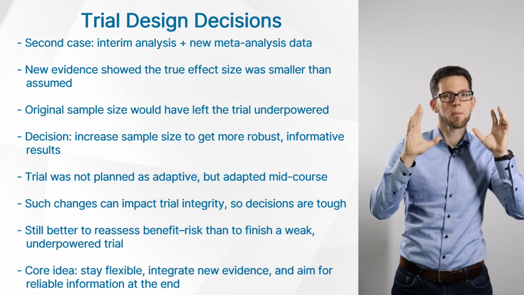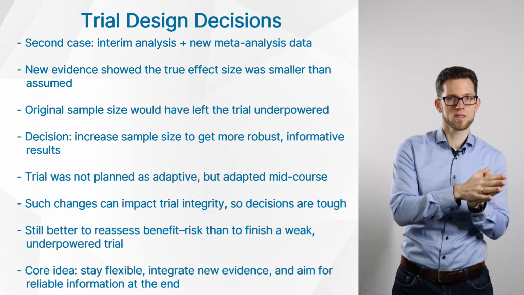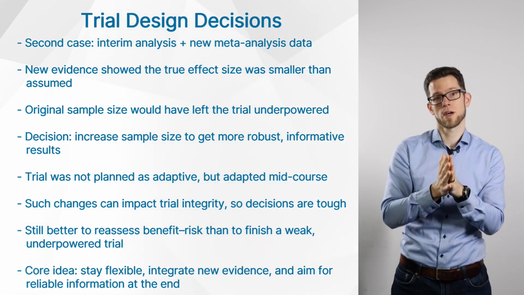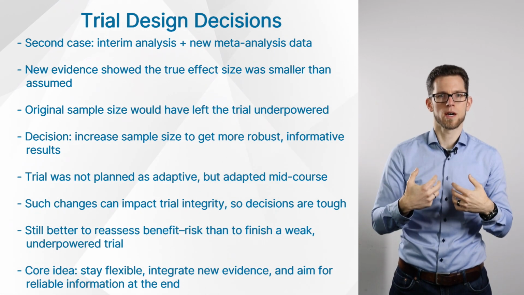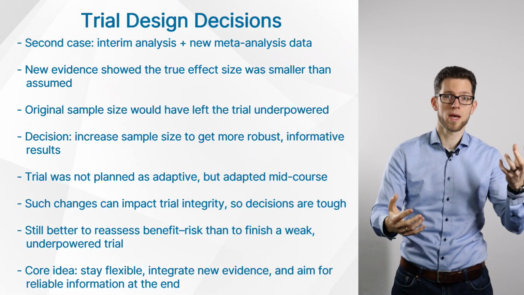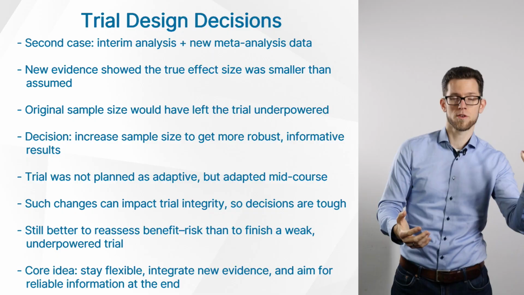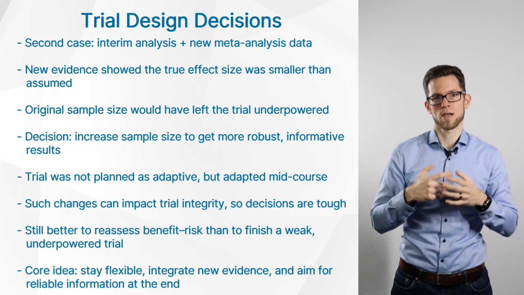Now, this was not planned as an adaptive trial, so we adjusted it in between. These are always difficult decisions to make because they impact trial integrity. However, it is much better to reflect on your ongoing trials and whether there is still a positive benefit-risk ratio, and the benefit depends on having reliable information at the end of the trial, and then try your way forward in adapting the processes after.